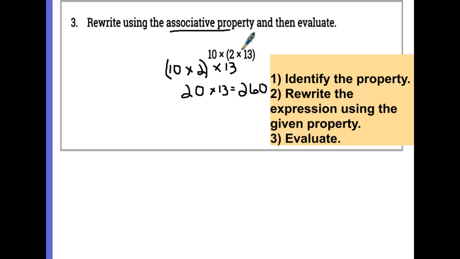Okay? Now, if I look at 2 times 13, well, I know 2 times 12 is 24. So 2 times 13 would be 26. 26 times 10 would be 260. So I identified the property. I rewrote the expression using the given property. And I evaluated, and they're all equal. Both sides are equal.